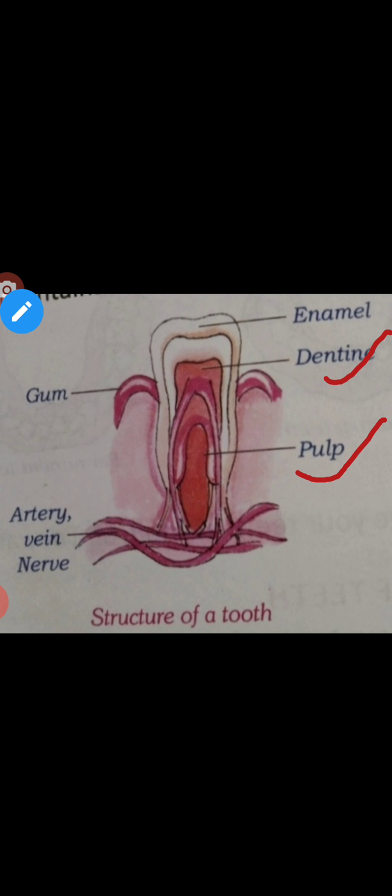The questions also arise from here: which layer contains the nerves and blood vessels? So the answer is pulp contains nerves and blood vessels.